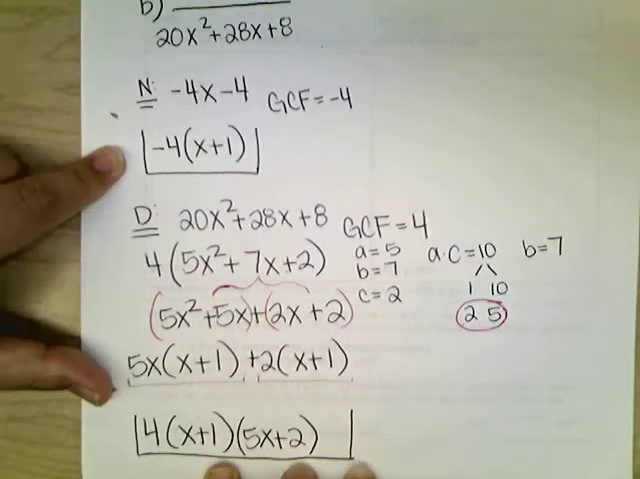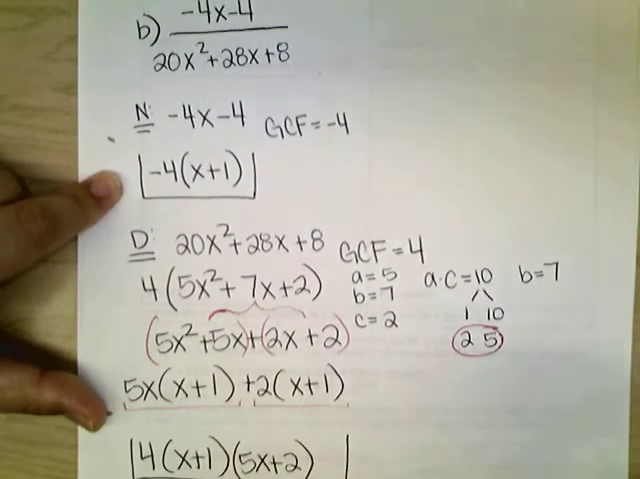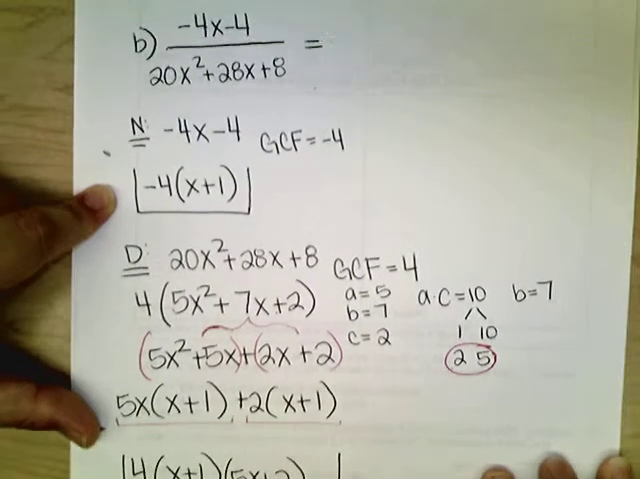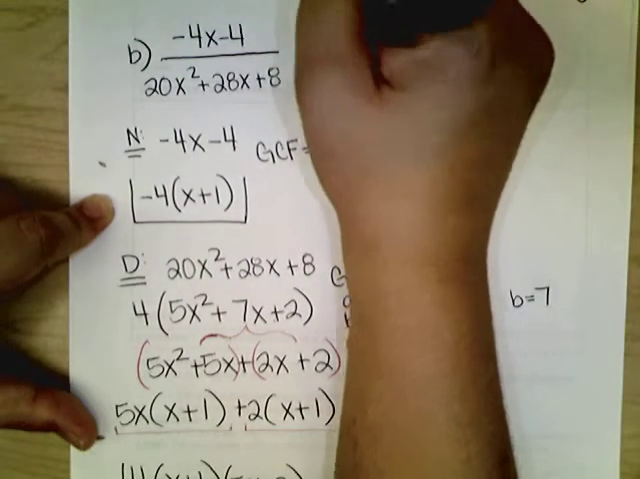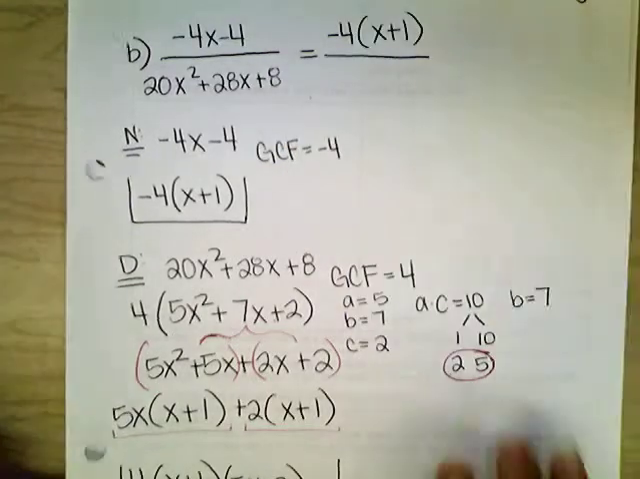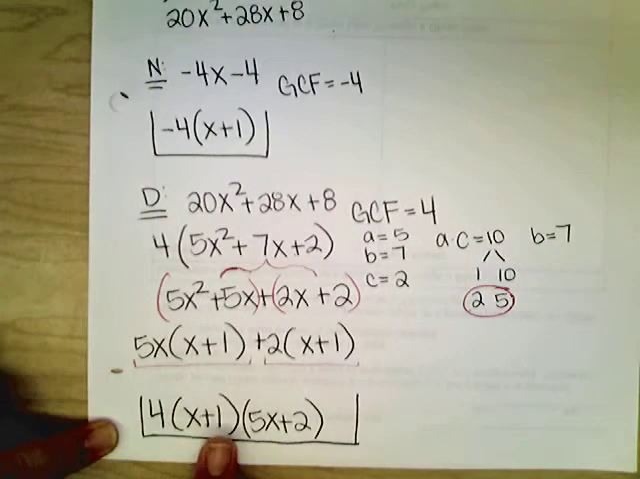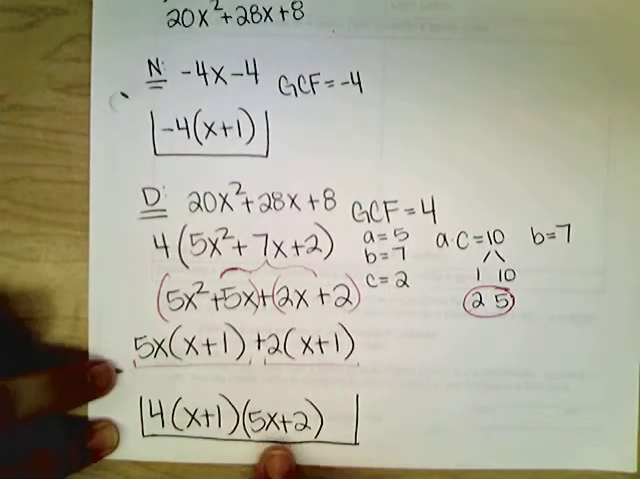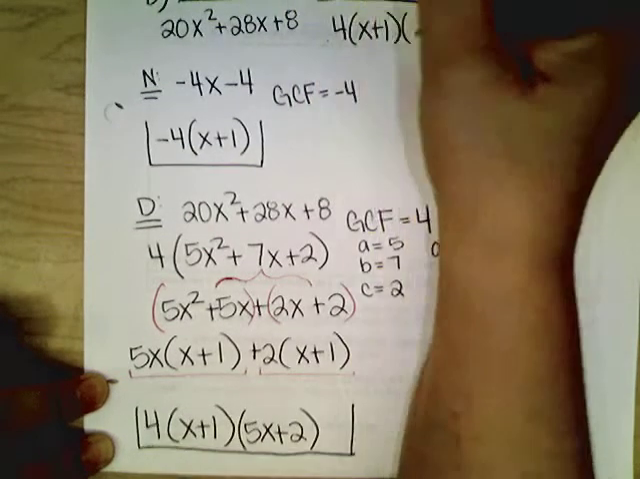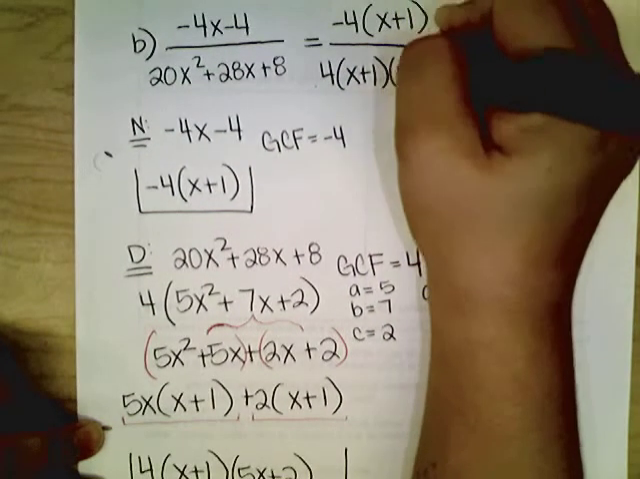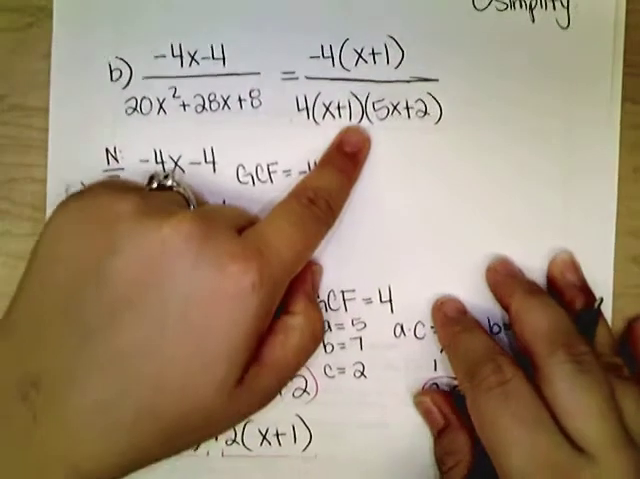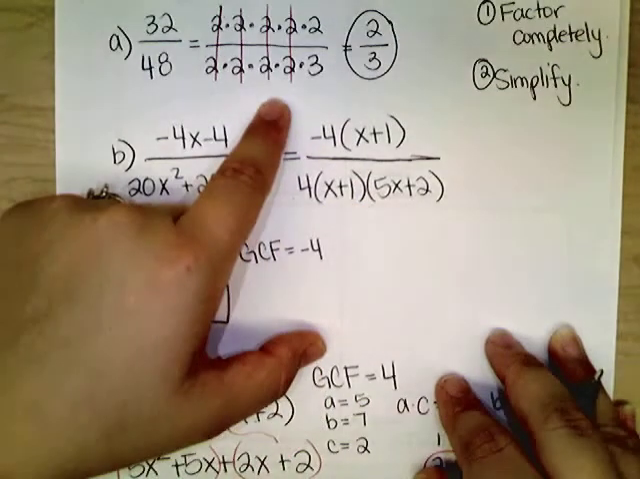So now we're going to take that and put it back up to the top, back together up there. Negative 4 times the quantity x plus 1. And then down here, 4 times the quantity x plus 1 times the quantity 5x plus 2. So this step is equivalent to this step.